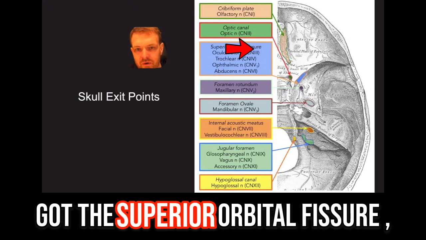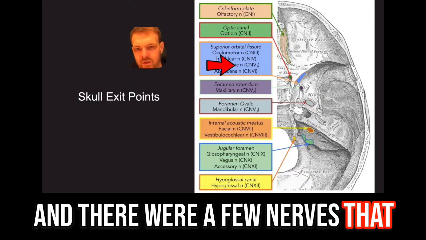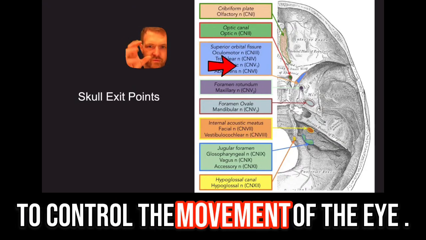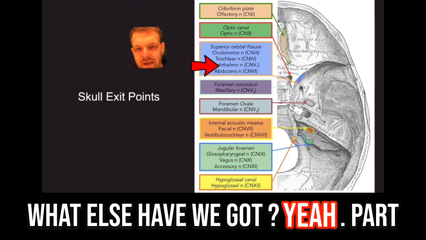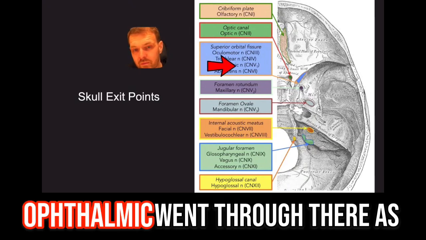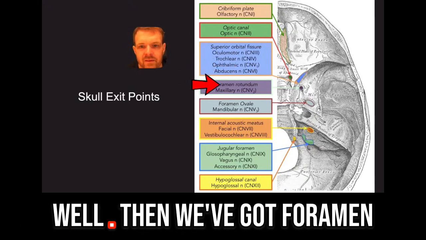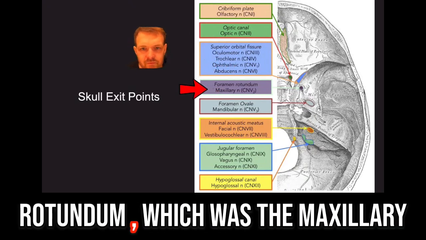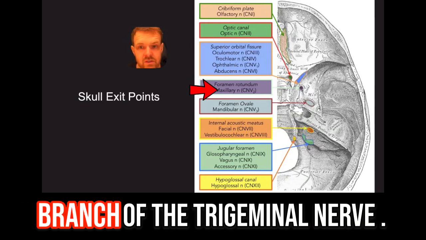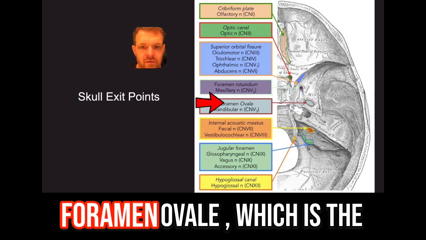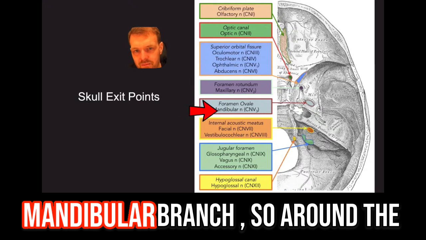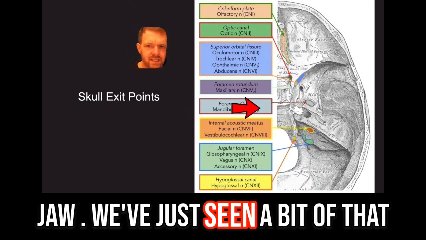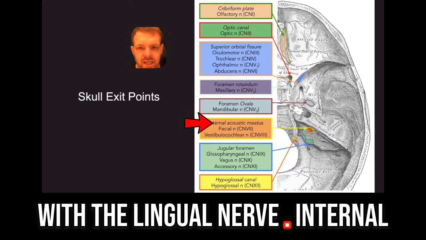You've got the superior orbital fissure, and there were a few nerves that went through there, and they help to control the movement of the eye. What else have we got? Yeah, part of the trigeminal nerve, the ophthalmic, went through there as well. Then we've got foramen rotundum, which was the maxillary branch of the trigeminal nerve. Foramen ovale, which is the mandibular branch, so around the jaw. We've just seen a bit of that with the lingual nerve.